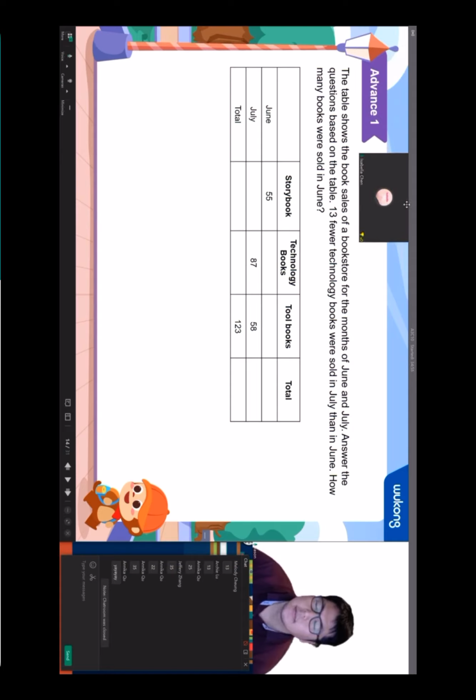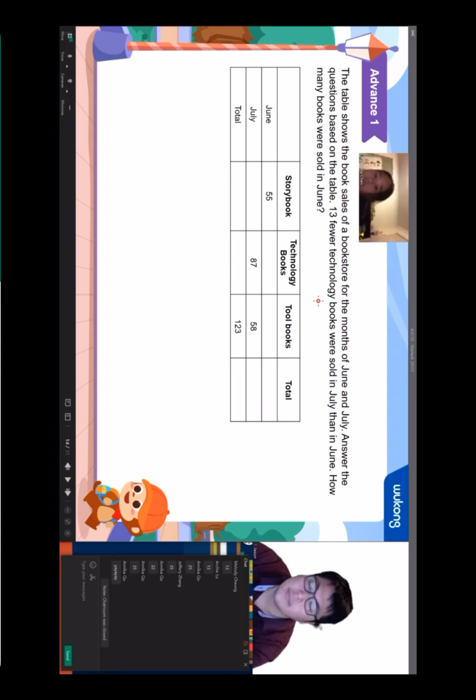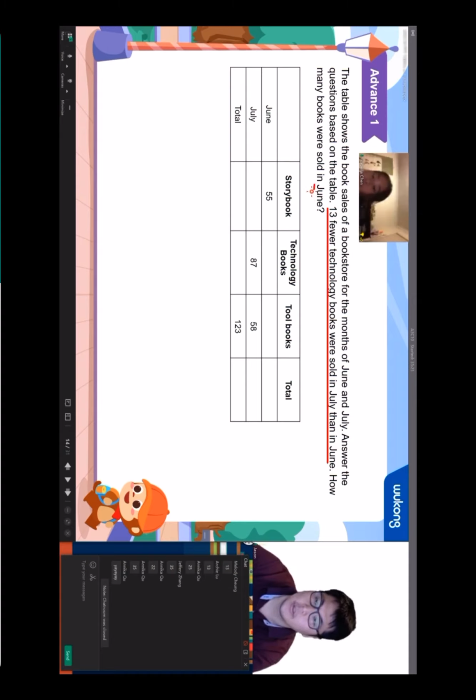So let's have a look. Okay, let's have Isabella. Hello, Isabella. Can you please read the question for the class? The table shows the book sales of a bookstore for the months of June and July. Answer the questions based on the table. 13 fewer technology books were sold in July than June. How many books were sold in June? Okay, so now what's the first step that we need to do?